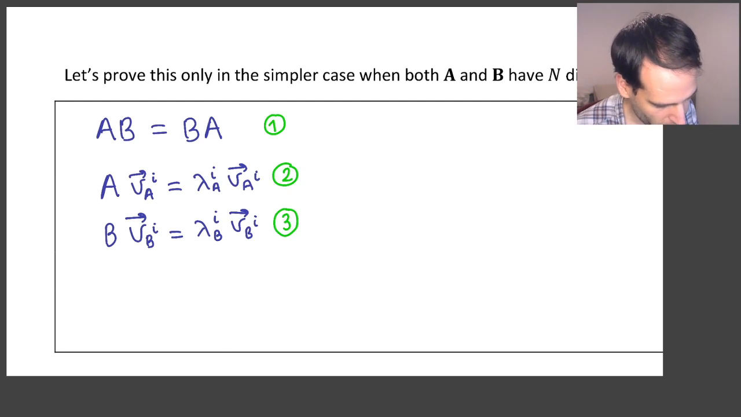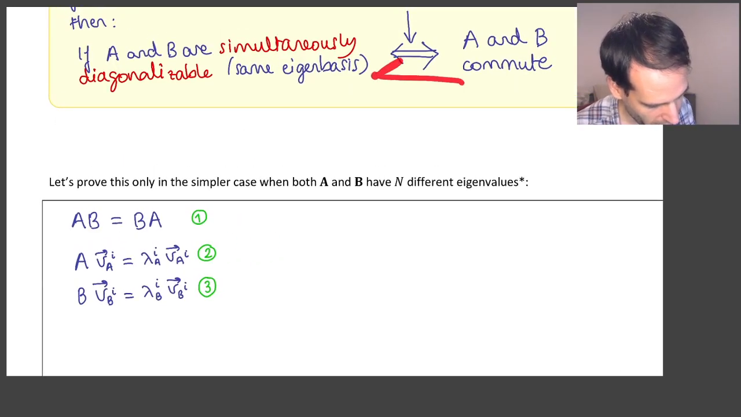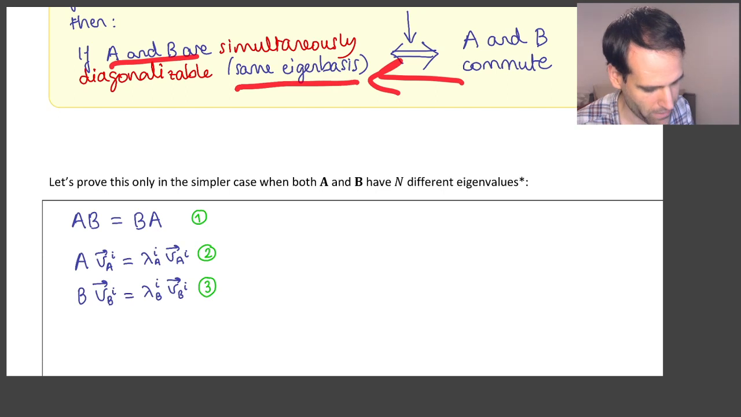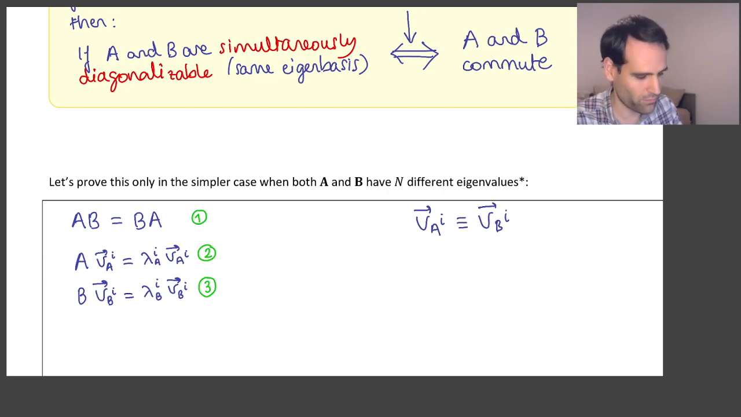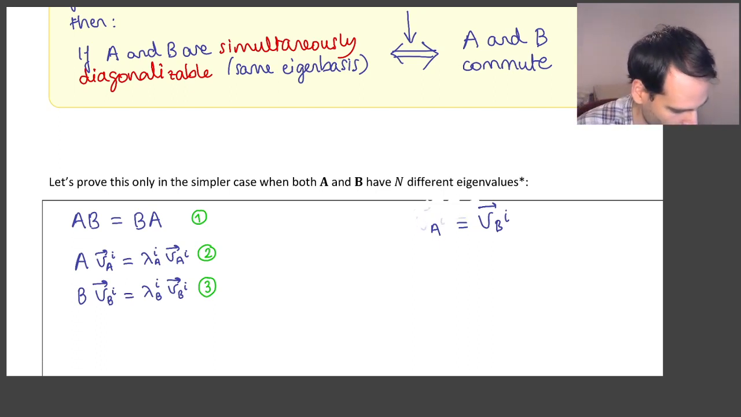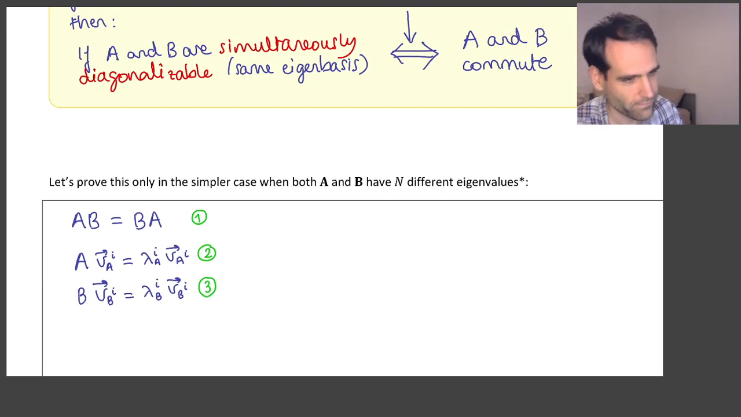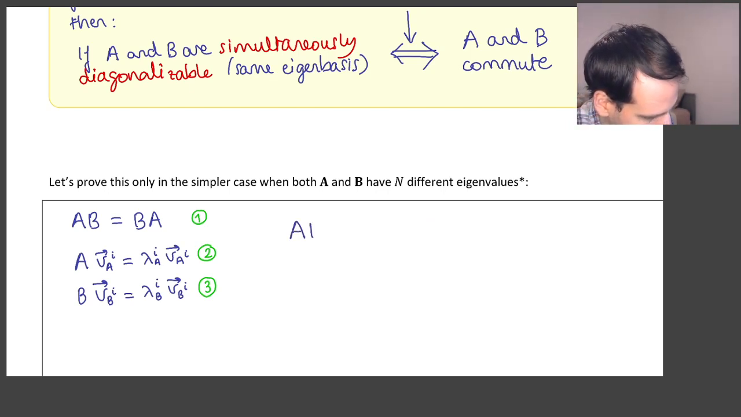Because now I'm going to substitute them into our proof. So using these 3 assumptions, I want to prove that A and B have the same eigenbasis. Okay, so basically I want to end up proving that the eigenvectors of A are the same as the eigenvectors of B. Okay, that's what I want to prove. And this will mean that they have the same eigenvectors and therefore they are simultaneously diagonalizable. So how do I prove that? Let me start by writing matrix A times matrix B times the eigenvectors of matrix A.